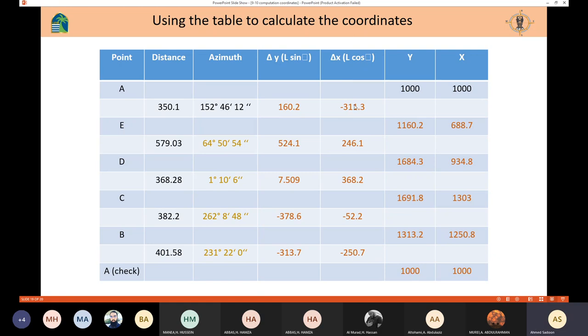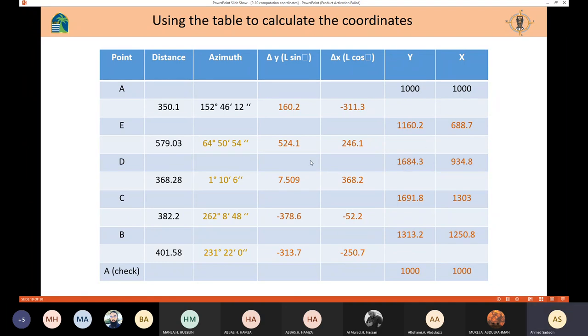Okay, so how to determine the coordinate of the point E? The coordinate for the point A is given. It was 1,000 and 1,000. Then, in order to determine this one and that one, the value of YE, this one, is going to be the value of YA, which is this value, plus delta Y. So this one plus that one is going to give me this one here. And the value of XE, this one, is going to be the value of XA plus delta X.